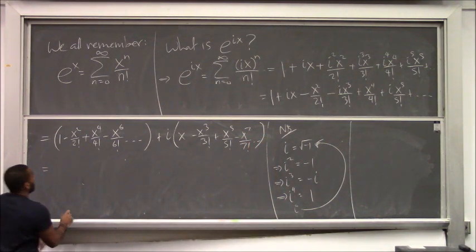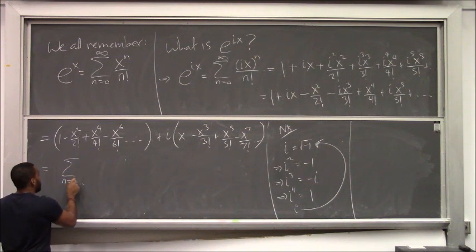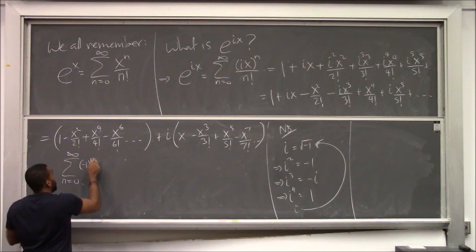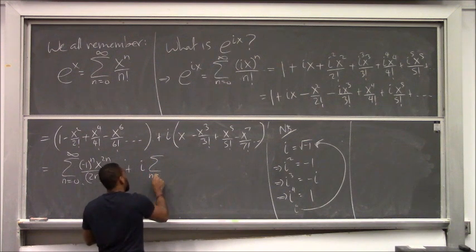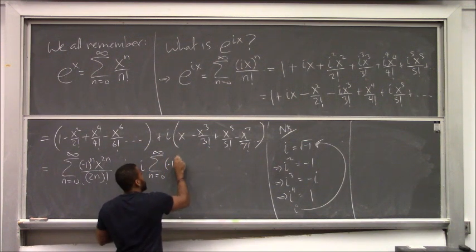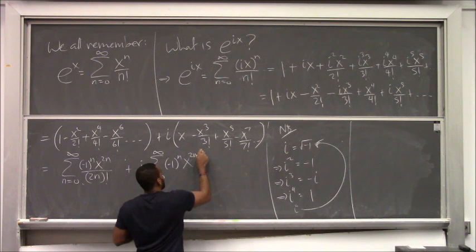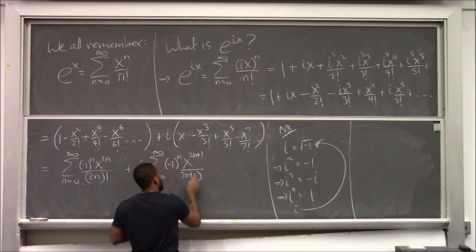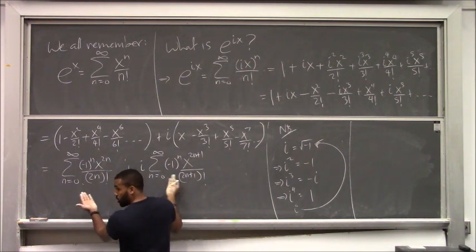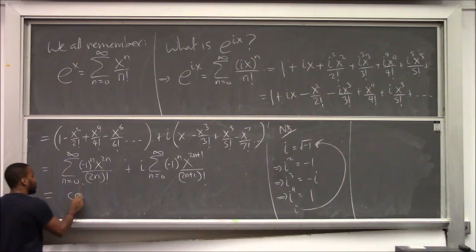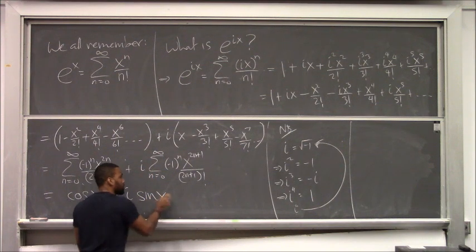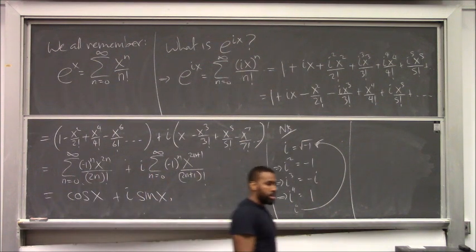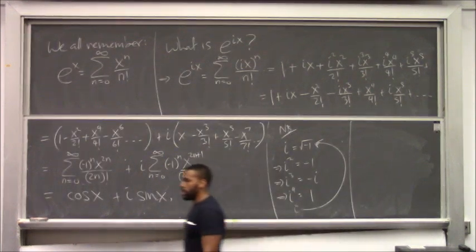In other words, this guy is actually the sum of (-1) to the n of x to the 2n over 2n factorial. And this guy is the sum from 0 to infinity of (-1) to the n of x to the 2n plus 1 over (2n plus 1) factorial. And we also all remember what those guys are, right? Cosine. This is the cosine power series. This is the sine power series. Therefore, we obtain a very, very important equation. It is called Euler's equation.